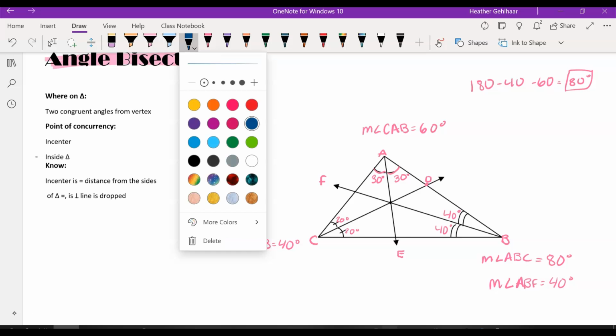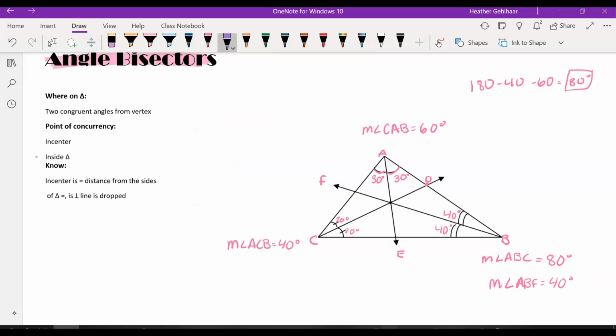Now, angle bisector is going to have a point of concurrency. It is in the center. So let's say this is point R. Point R is the point of concurrency, and it's called the in-center. The in-center will always be inside of the triangle, hence in-center. Think of it always inside.